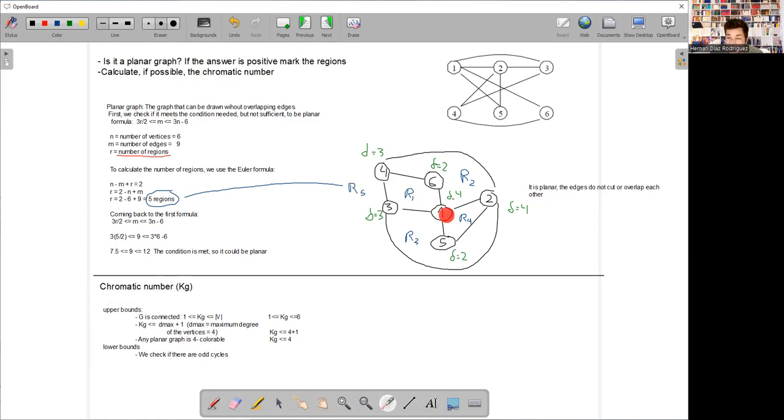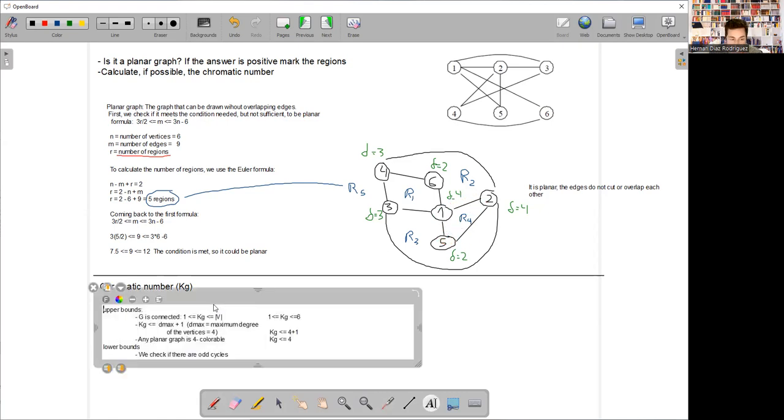So for instance, here, let's think about this cycle, right? Which is odd. We have a cycle of length 3 here, right? If we use one color to color the vertex 1, then we need to use a different color for 2 and a different color for 5, right? So at least we will need 3 colors.